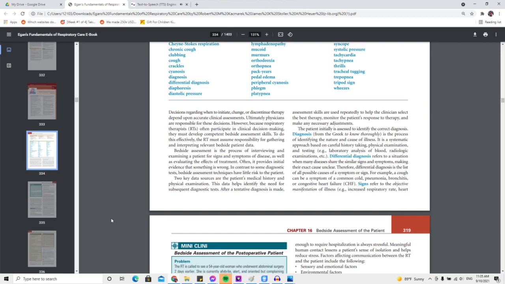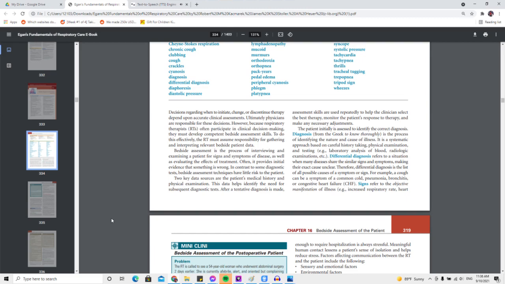To do this effectively, the RT must assume responsibility for gathering and interpreting relevant bedside patient data. Bedside assessment is the process of interviewing and examining a patient for signs and symptoms of disease, as well as evaluating the effects of treatment. Often, it provides initial evidence that something is wrong. In contrast to some diagnostic tests, bedside assessment techniques have little risk to the patient.